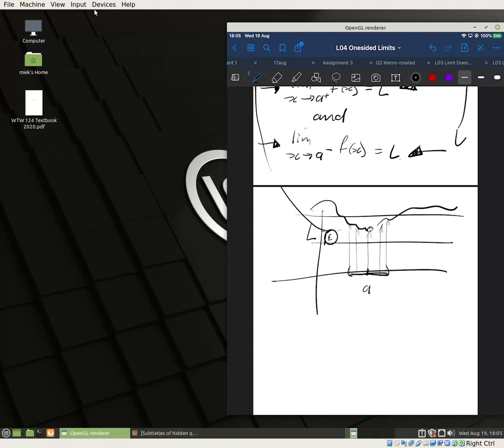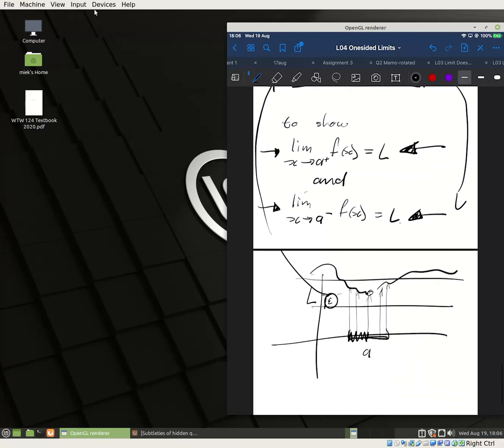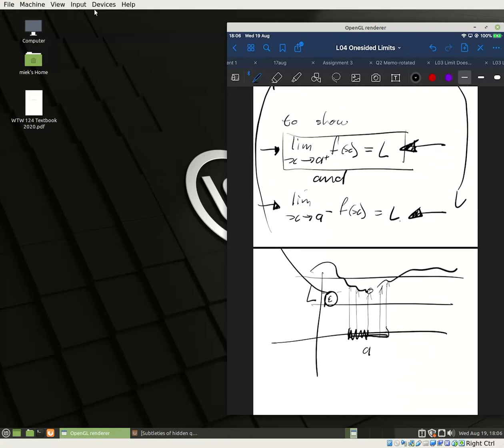And now we just forget about this part, because we want to show that the right limit is equal to L. So we just forget about that part, and we use the fact that all these values to the right of a map into this strip of radius epsilon around L. And we repeat the same idea for the left limit.